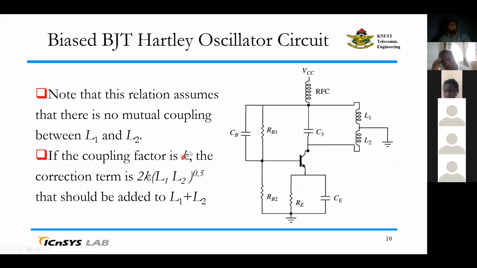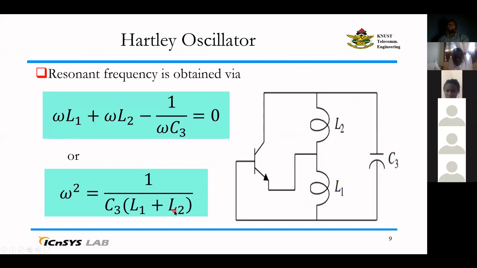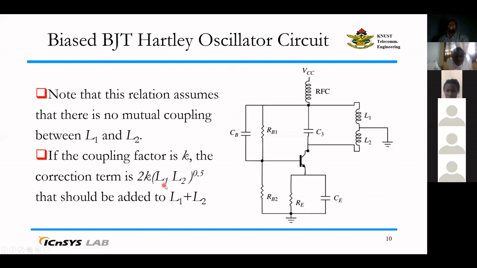If you were to take into consideration the mutual inductance between L1 and L2, then we have to introduce a coupling factor K. And that coupling factor K is a correction term and is given by 2k into brackets L1 times L2 raised to the power 0.5. And this will be added to L1 plus L2. So here that you have L1 plus L2, we must add the correction factor 2k into bracket L1 times L2 raised to the power 0.5, if we take the coupling between the two inductors into consideration.